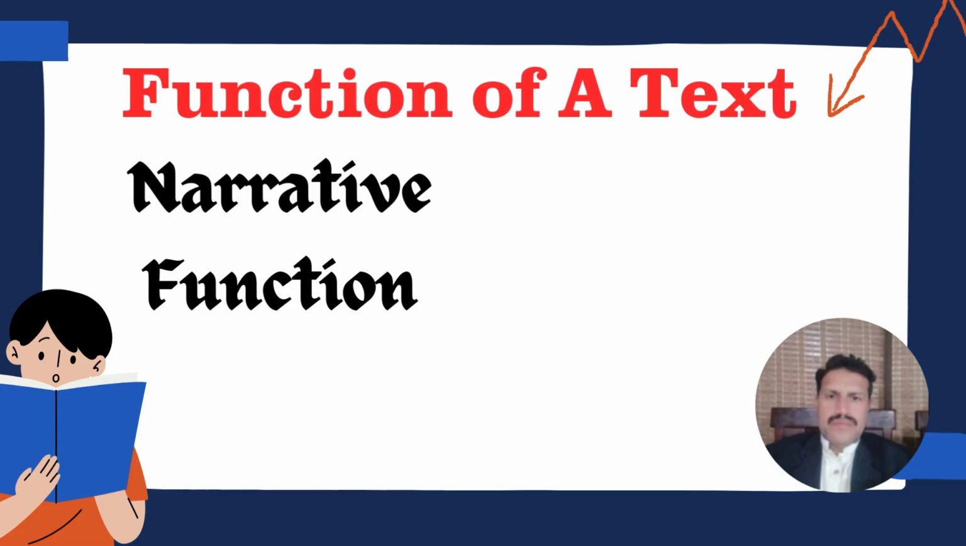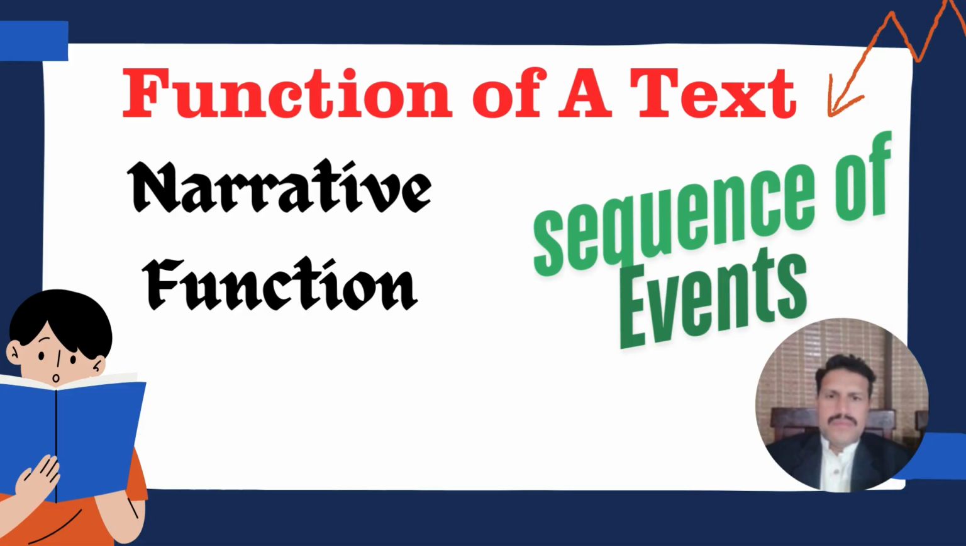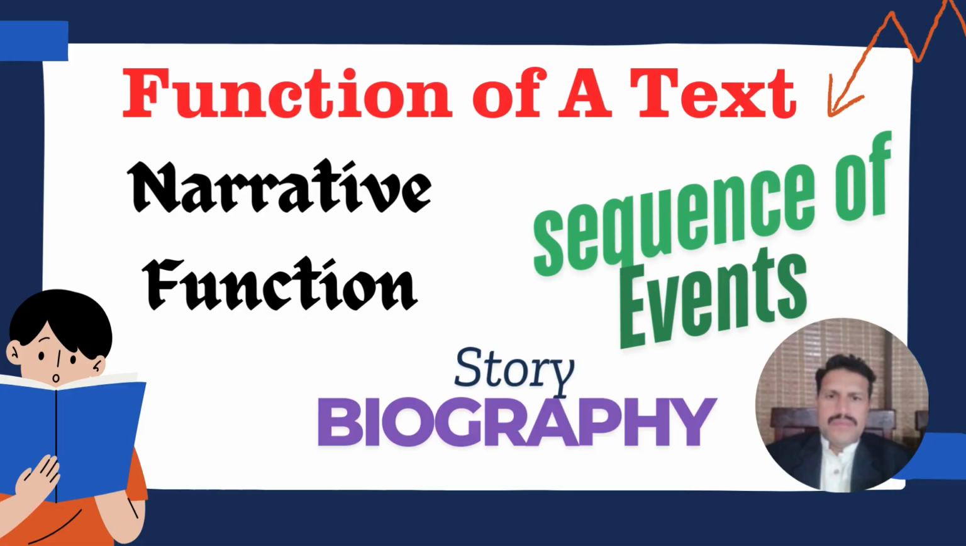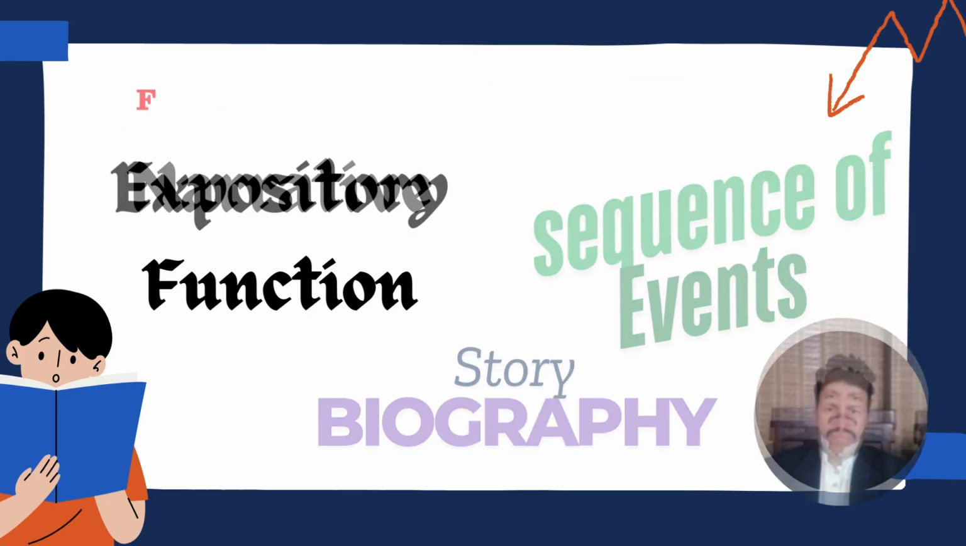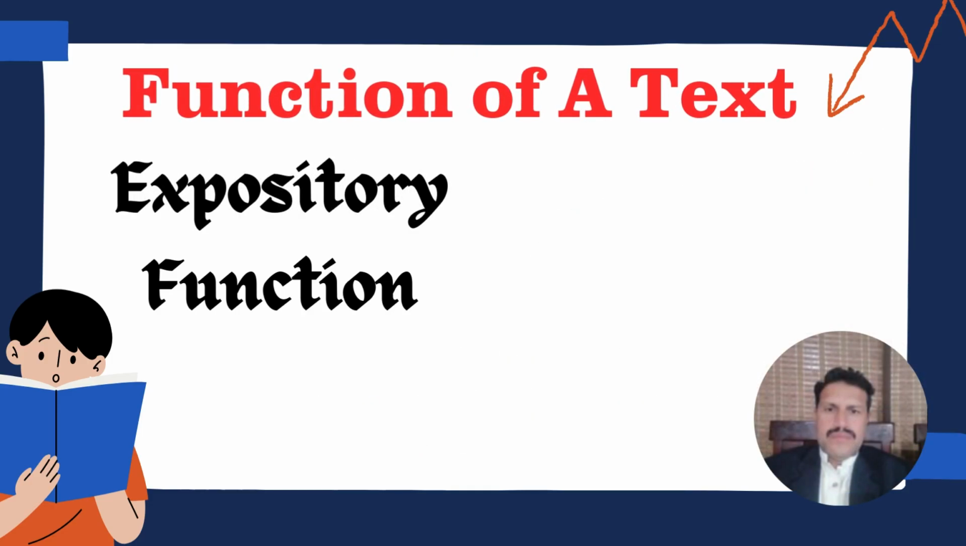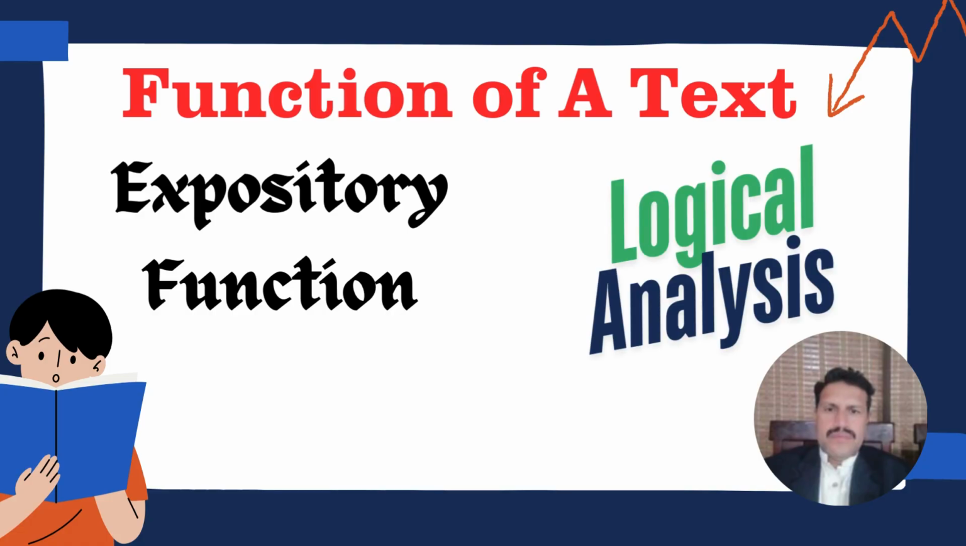Second is the narrative function. Narrative function has the sequence of events. For example, stories and biographies are pieces of writing in which people tell about the lives of other people, such as the biography of Newton, the biography of Allama Iqbal, and others. Third is the expository function.